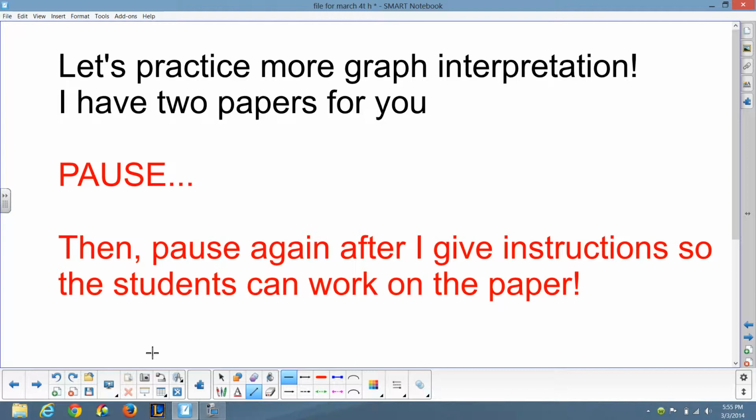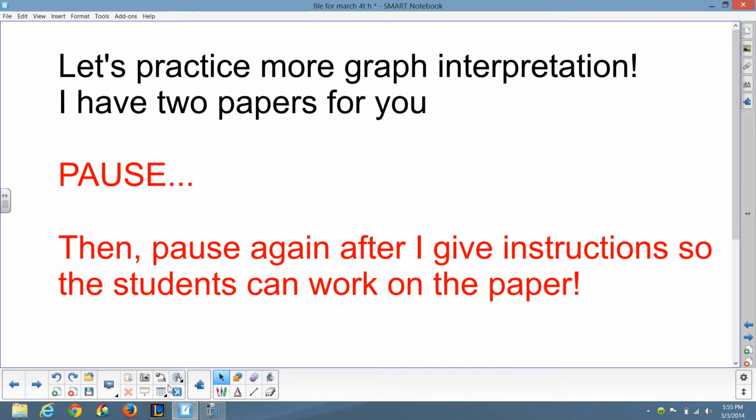Alright, now we've got one more worksheet for you to work on. It's also on graph interpretation, so just some more practice for you. So you're going to pause while the sub has some volunteers pass out the paper. And then once they're passed out, we're going to turn this back on and I'm going to give some instructions. Alright, the paper should be passed out now.